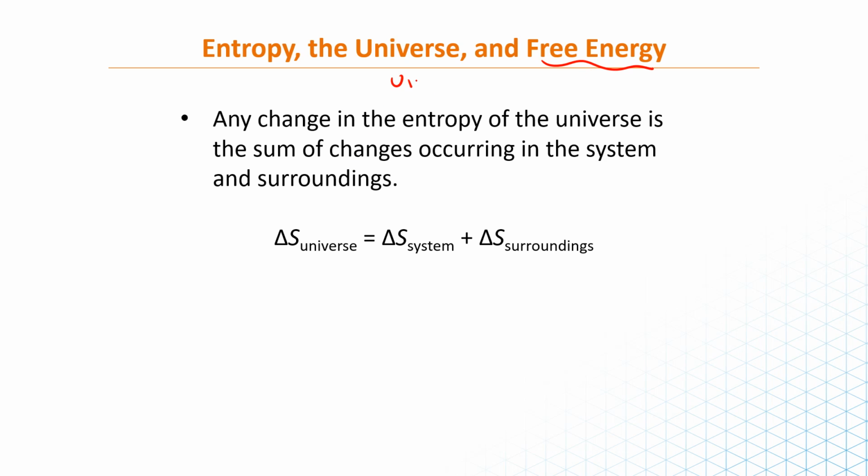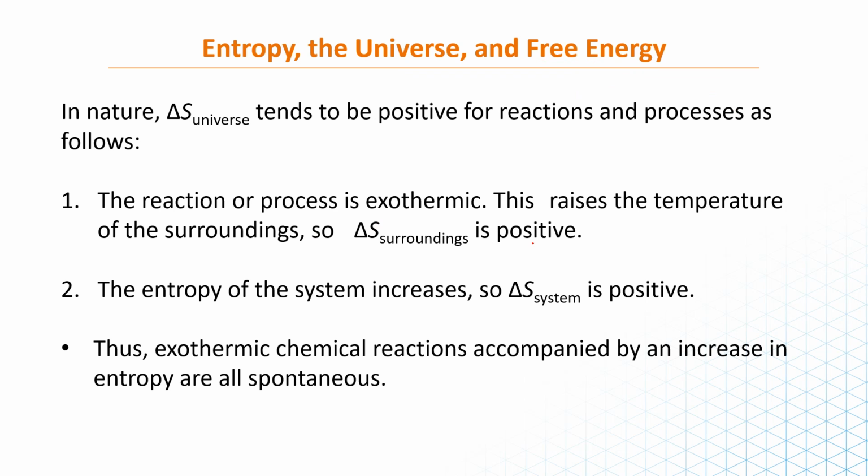Remember that universe from lesson 2, universe is equal to system plus surroundings. Right? We talked about it in lesson 2. So the delta S of the universe, the total delta S of the universe, is the delta S of the system, which we have been talking about now or previously, plus the delta S of the surroundings. Okay, guys? So the delta S of the universe tends to be positive.